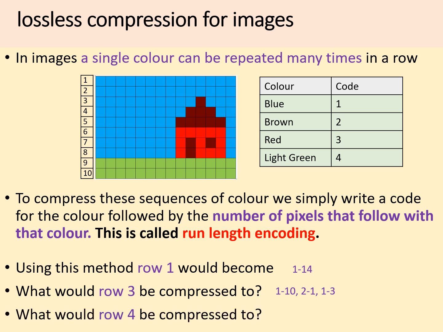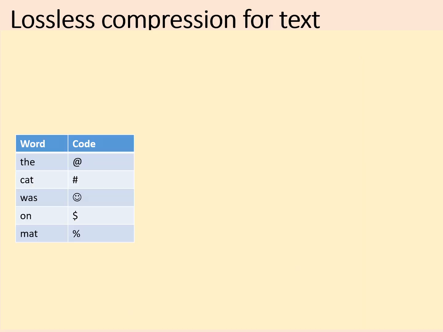What would row 4 be compressed to? If you want to pause the video before I put the answer on the screen, have a go at it, and you can press play and see what the answer is. So row 4, we're down here, so we've got 1, 9, so there are 9 blues. We've got 2, 3, so we've got 3 browns, and then we've got 1, 2, which is 2 blues.